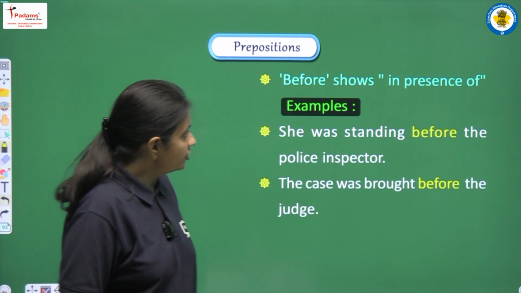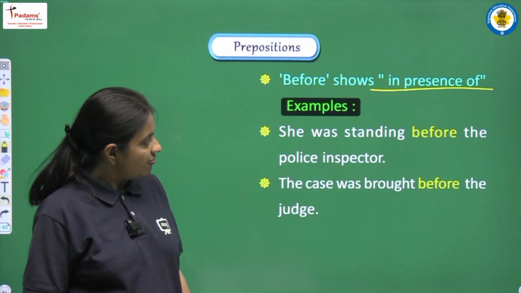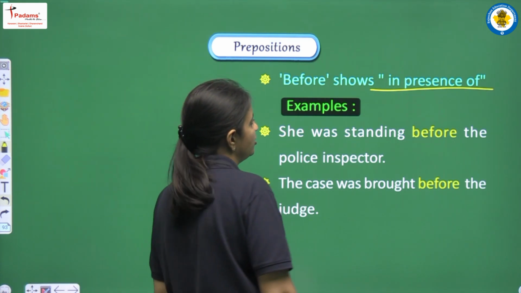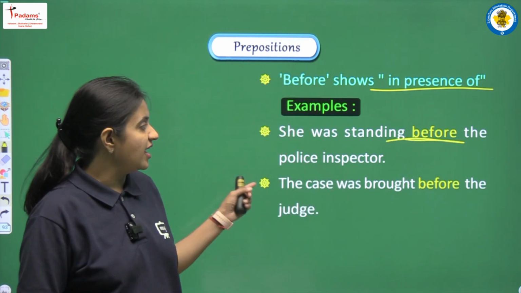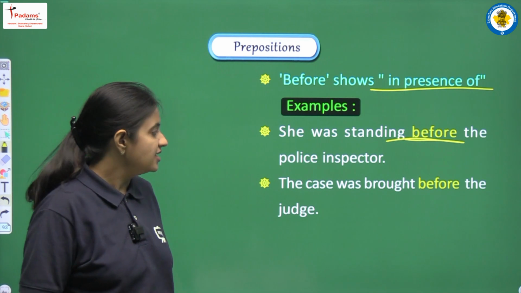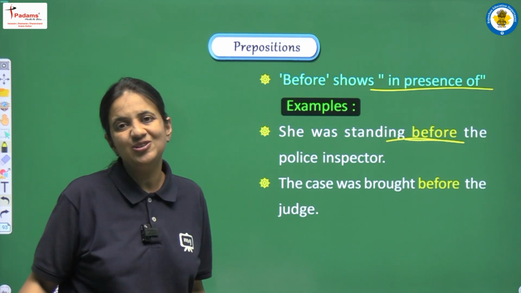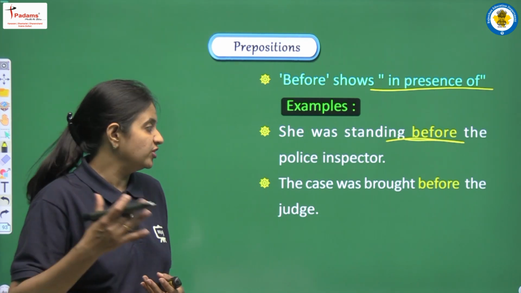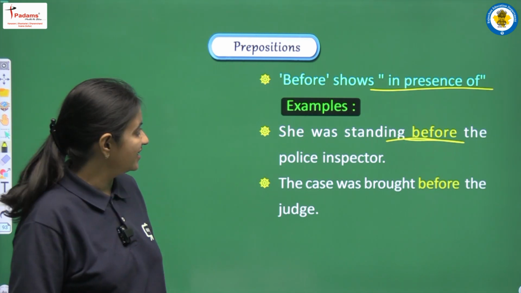Next, before shows in presence of. Let's see the examples. She was standing before the police inspector. So here we are trying to show the position of in presence of. So this is the reason we are having before. Next is the case was brought before the judge. Again we are trying to show the position that this case was brought before the judge, and this is the reason we are having before here in this sentence.